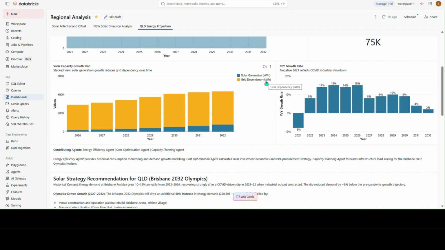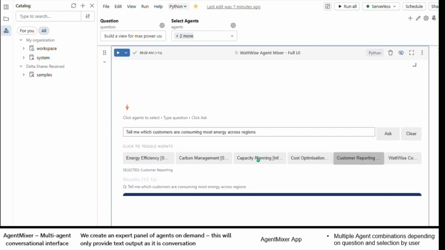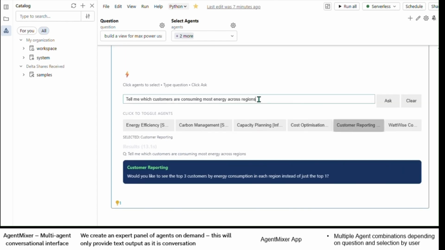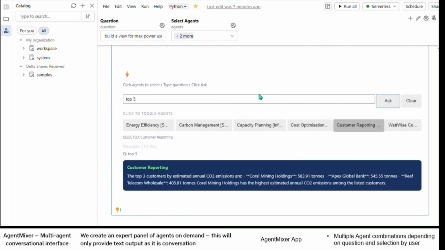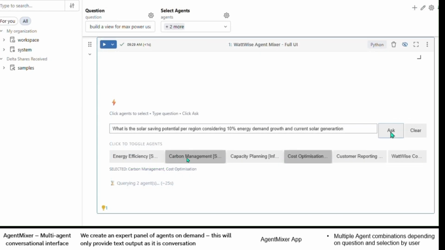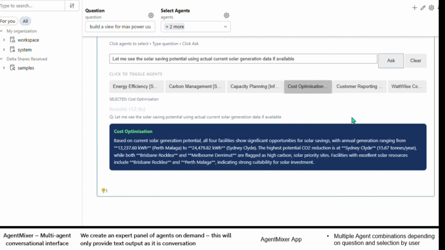In this use case, we are asking the customer reporting agent to tell us which customers are consuming the most energy across regions. It asks us to filter the question, and after we do that, it gives a more contextualized answer. In the second use case, we blend 2 agents together: one is cost, another carbon management. We ask one question, and they give us 2 different answers. The second one asks us to refine the question a bit more. When we do that, it gives us a more contextual answer based on the real data.